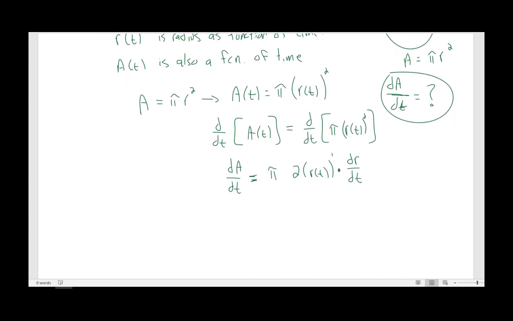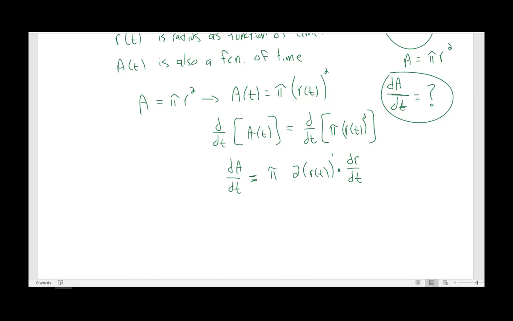So what we're being asked to find is dA dt. This is what we're looking for, and we have an equation that tells me what dA dt is. In order to find a numerical value for dA dt, I need to know numerical values for radius and its rate of change. And I should be given that within the verbiage of this problem, within my application.